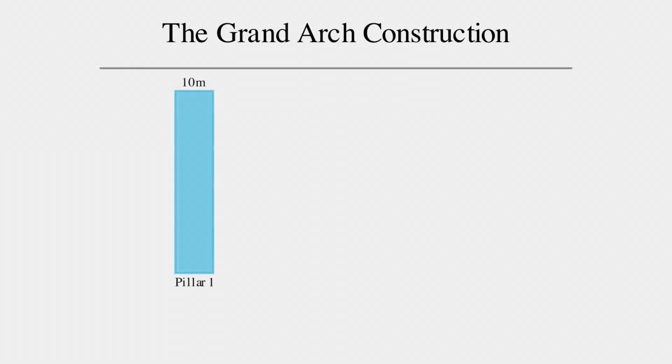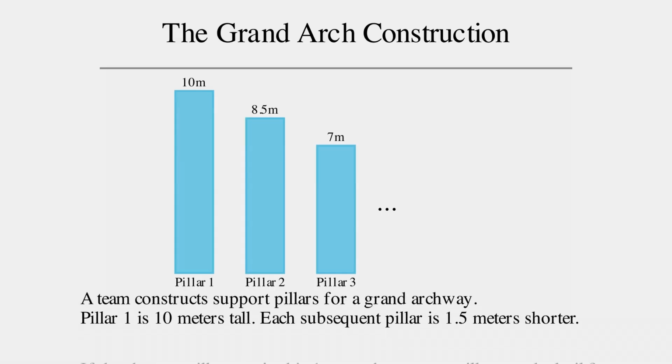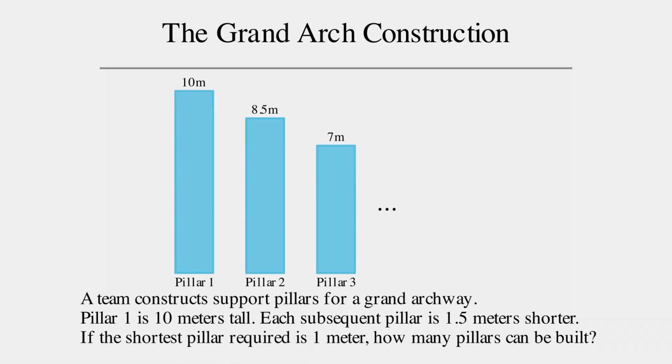Imagine building a magnificent archway. The first support pillar is 10 meters tall, but there is a catch. Due to the arc's unique design, each subsequent pillar must be exactly 1.5 meters shorter than the one before it. If the shortest pillar allowed in the design is 1 meter tall, how many pillars can actually be constructed to meet these precise specifications? And what would be the height of the fifth pillar? This isn't just a math problem, it's a real world design puzzle.